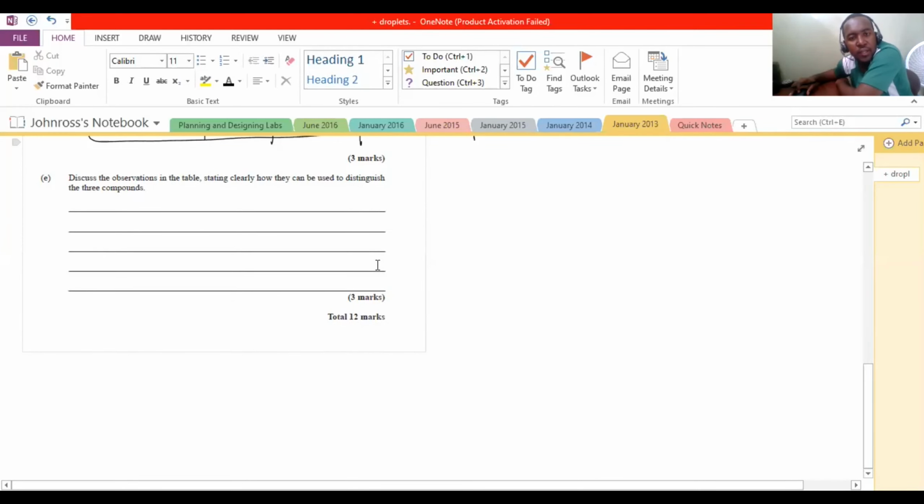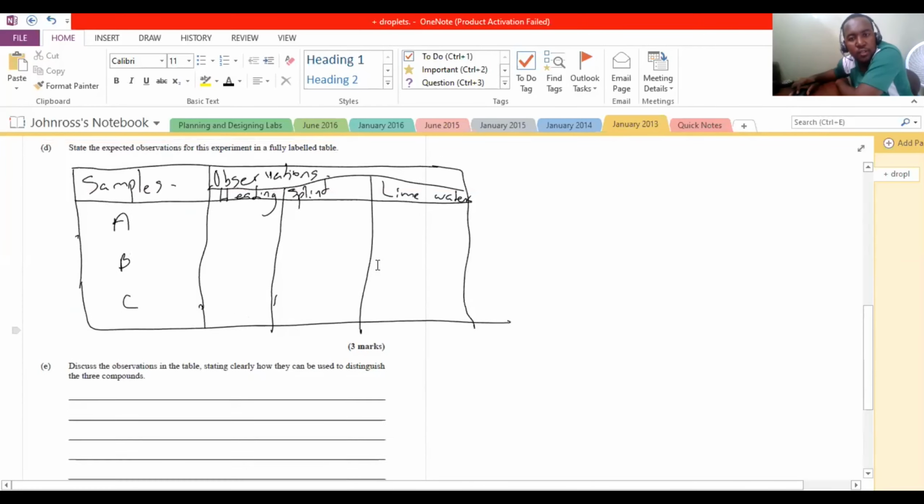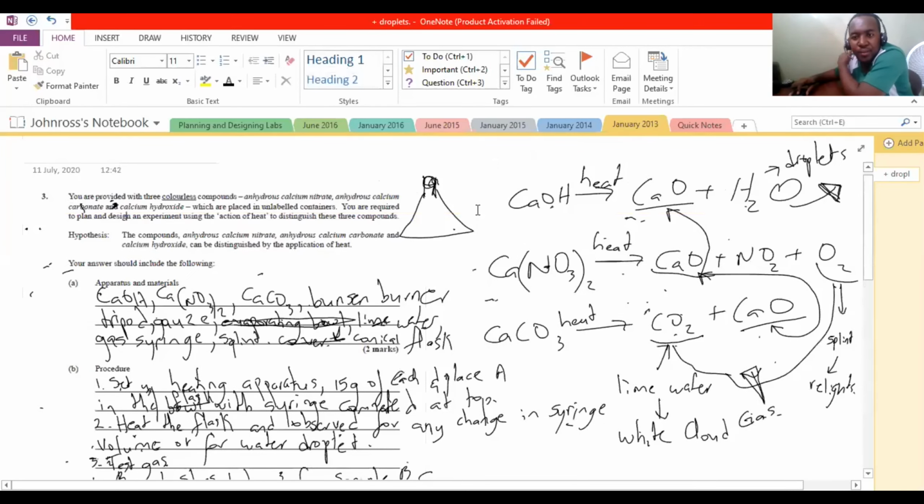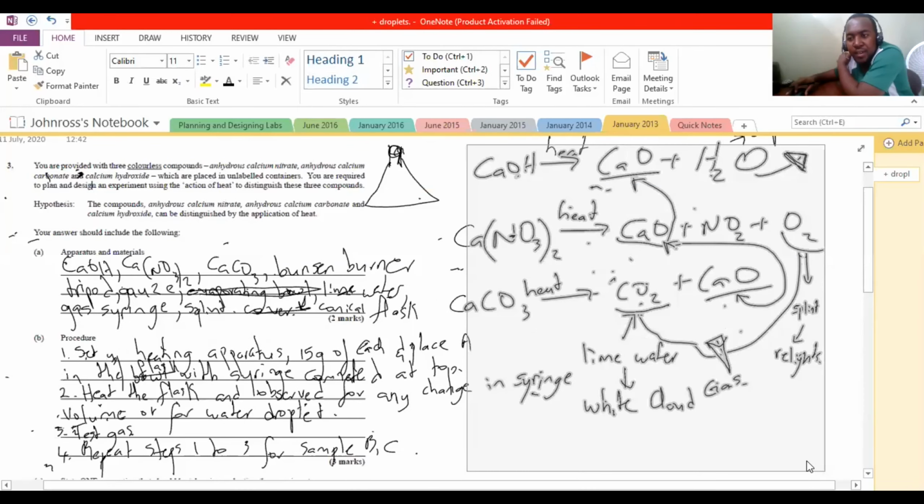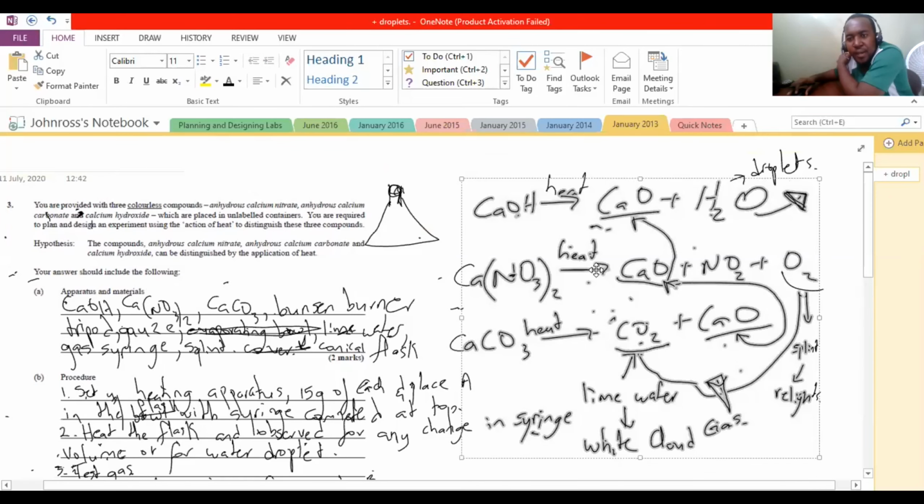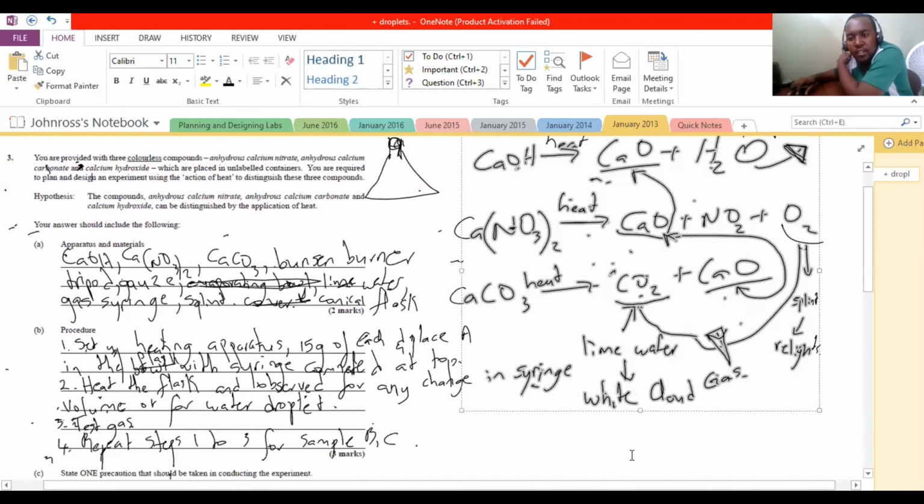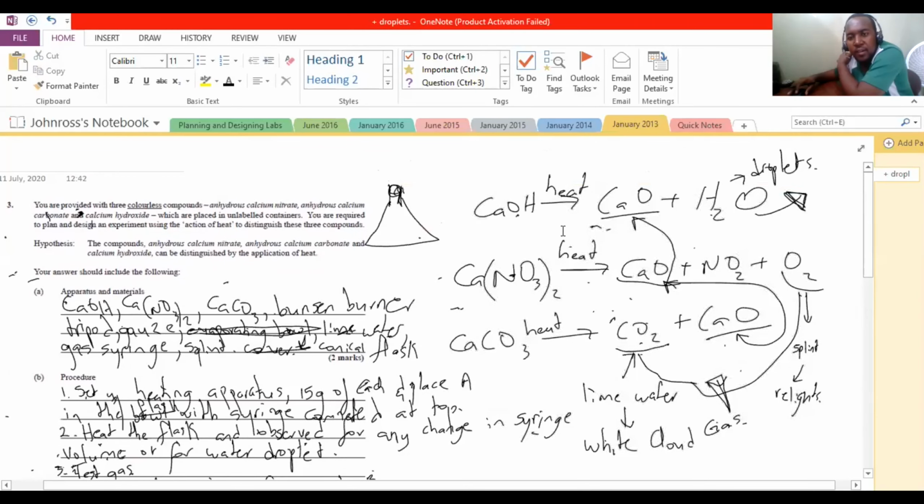All right. Finally, discuss the observations in the table. State clearly how they can be used to distinguish the three compounds. And this is what we did right here. And this is actually acceptable if you just have this right here. So you write your reactions when they're heated, and you show that the calcium hydroxide will produce water. So therefore, once you see water droplets, then that would distinguish to show that it's calcium hydroxide.